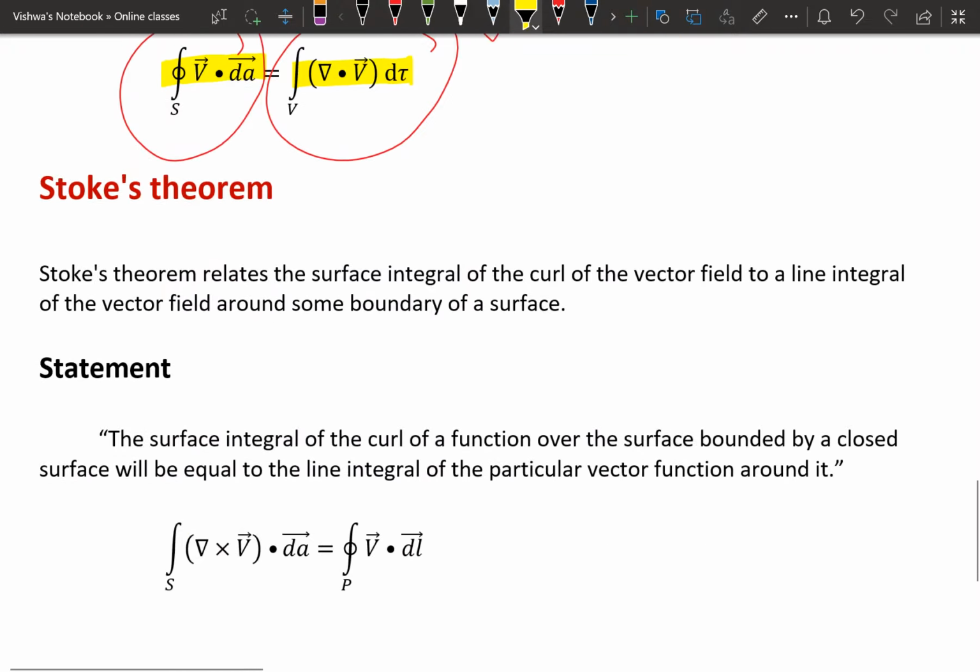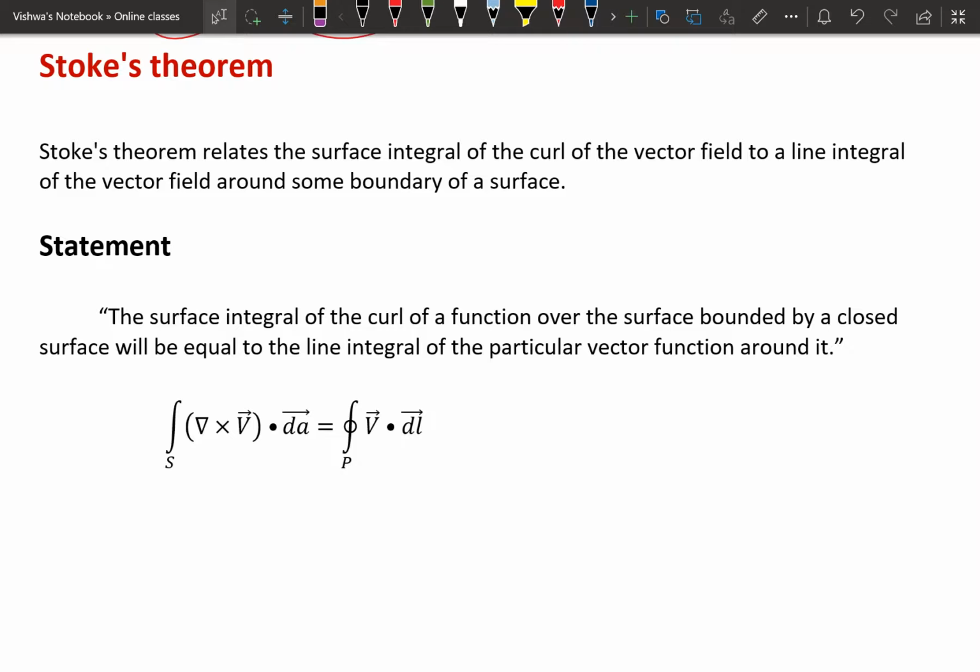Next one is Stokes theorem. Similarly, Stokes theorem relates the surface integral of the curl of a vector field to a line integral of the vector field around some boundary. Again, this Stokes theorem relates the surface integral of the curl of a vector field to a line integral. That means it will convert a surface integral to a line integral.